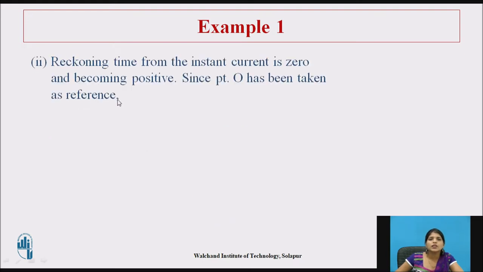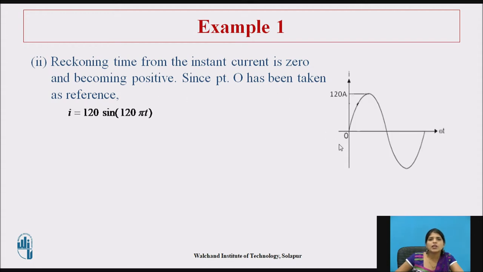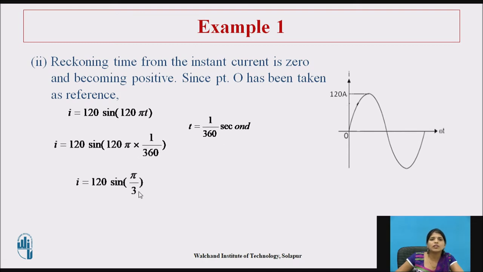Now second question. Reckoning time from the instant the current is 0 and becoming positive, point O has been taken as a reference. Here point O is taken as a reference and i is given: i is equal to 120 sin 120 pi t. Now for this example, time is given, that is 1 upon 360 seconds. Put this into the equation and after solving, we get i is equal to 120 sin of pi by 3.